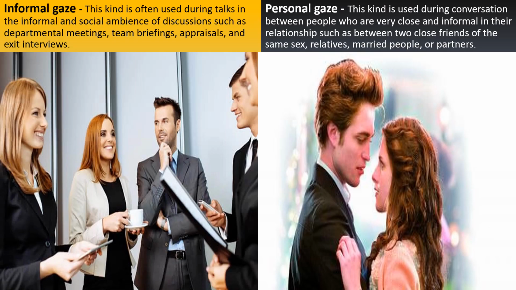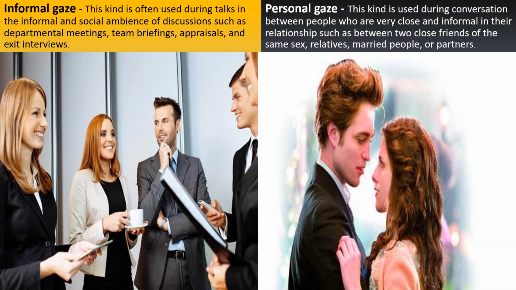Informal gaze. This kind of gaze is often used during talks in the informal or social ambience of discussion, such as departmental meetings, team briefings, appraisals, and exit interviews. So, the team of people speaking in the formal meeting, departmental meeting, team briefings. So, this is the informal coffee. They are speaking very socially. So, this is someone looking eyes and talking very socially.